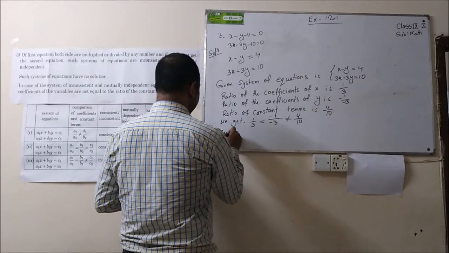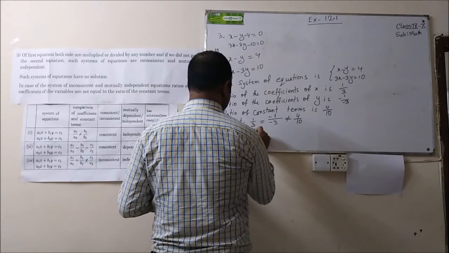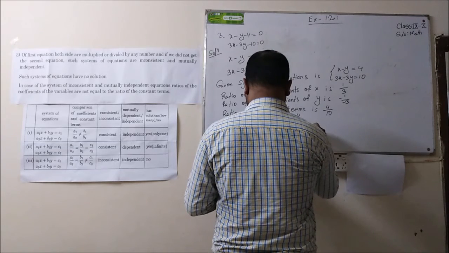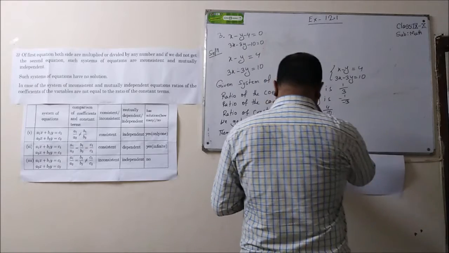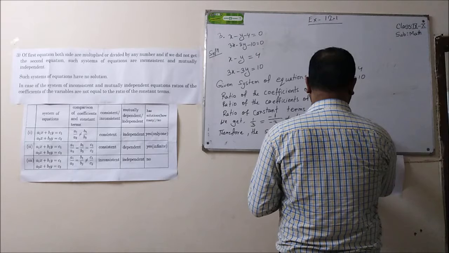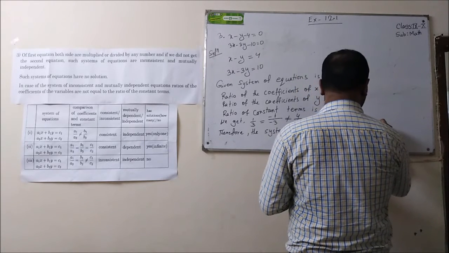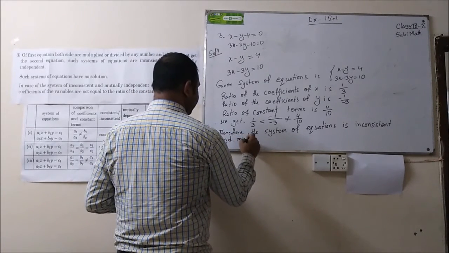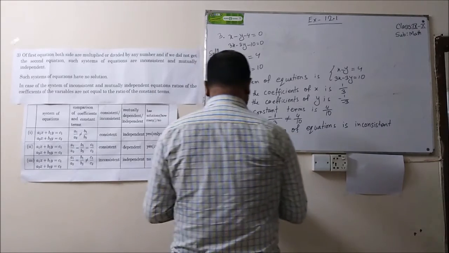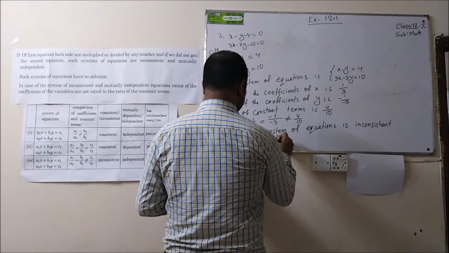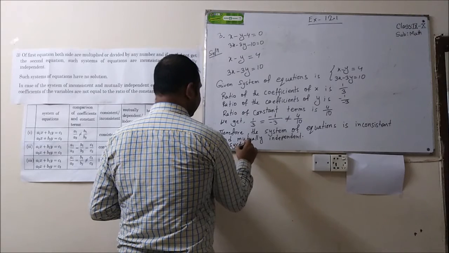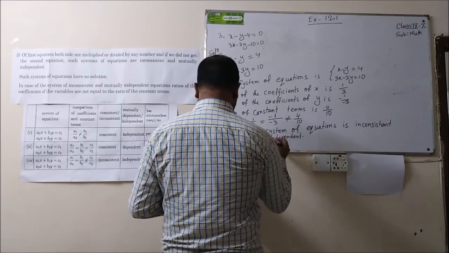So we are just going to end this. Therefore the system of equations is inconsistent and mutually independent. The system has no solution.